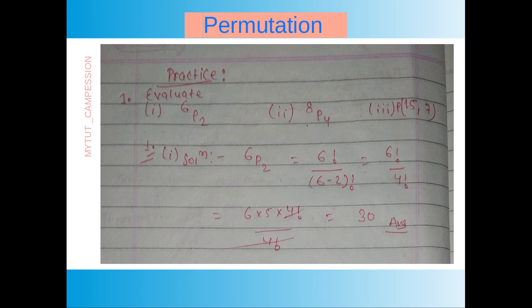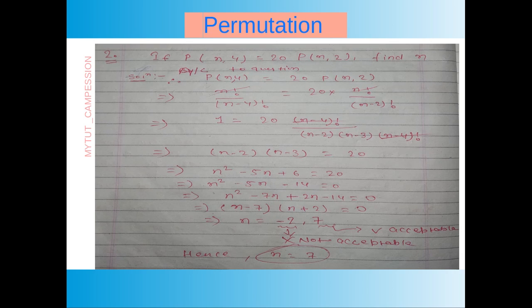Now here is for your practice: questions 6P2, 8P4 and 15P7. First let us solve 6P2. 6 factorial divided by (6 minus 2) factorial equal to 6 factorial divided by 4 factorial. You have already learned how to solve these factorials. When expanding the factorial, we get 6 into 5 into 4 factorial divided by 4 factorial. 4 factorial gets cancelled, equal to 30. Answer. Now another question, 8P4, you can solve by yourself. 15P7, solve yourself.